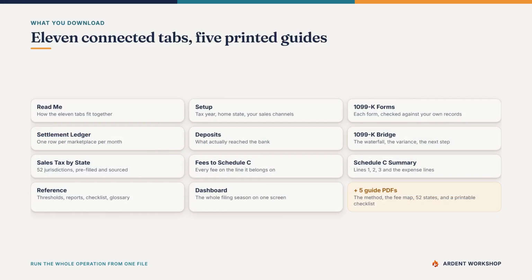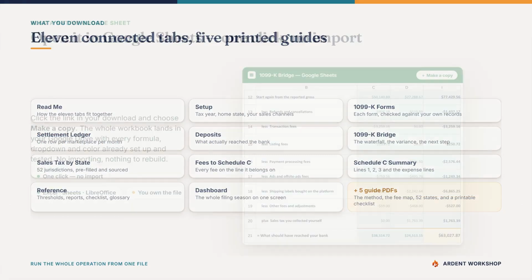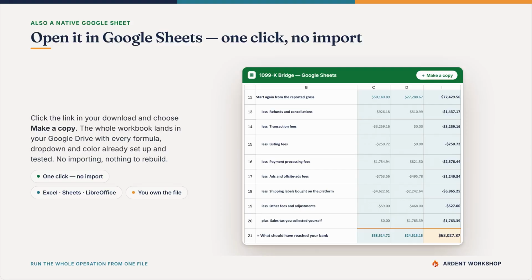This workbook builds the bridge between that number and what actually reached your bank account. Inside, you'll find 11 connected tabs and 5 printed guides, covering every dollar a marketplace seller has to account for at tax time. It opens straight in Google Sheets with one click, no importing required, and it works exactly the same way in Excel and LibreOffice.